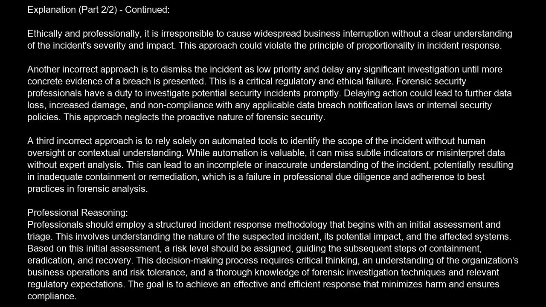Professional reasoning. Professionals should employ a structured incident response methodology that begins with an initial assessment and triage. This involves understanding the nature of the suspected incident, its potential impact, and the affected systems. Based on this initial assessment, a risk level should be assigned, guiding the subsequent steps of containment, eradication, and recovery. This decision-making process requires critical thinking, an understanding of the organization's business operations and risk tolerance, and a thorough knowledge of forensic investigation techniques and relevant regulatory expectations. The goal is to achieve an effective and efficient response that minimizes harm and ensures compliance.